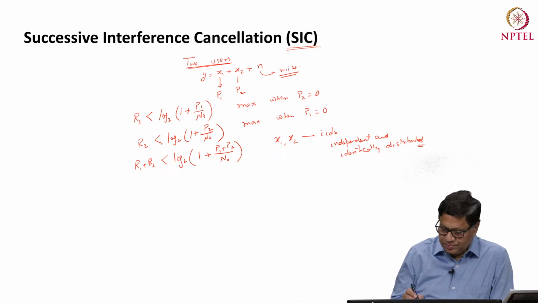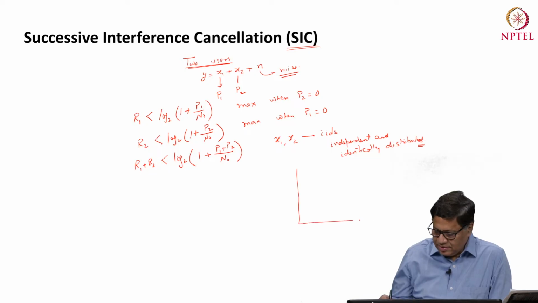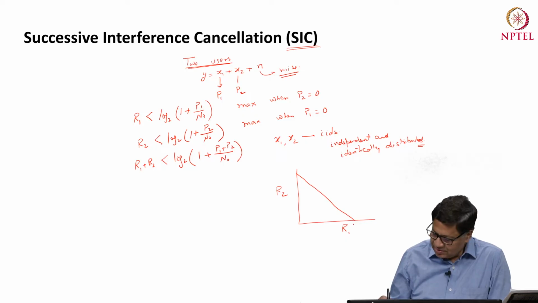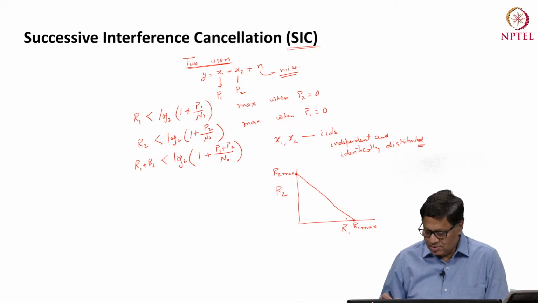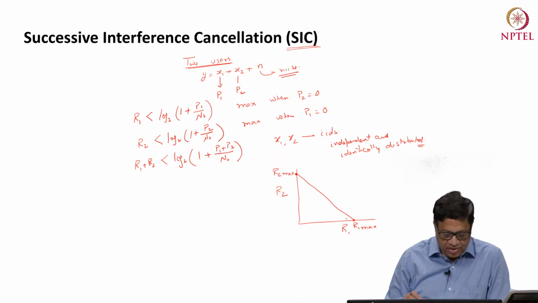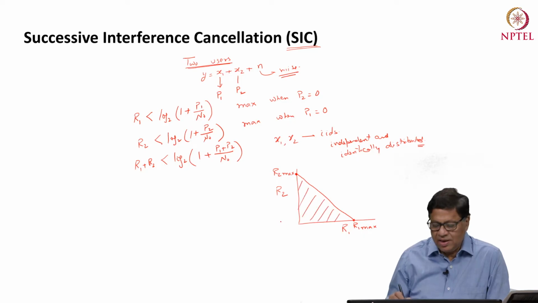So now if I plot these rates, R1 and R2, it will follow this kind of curve, and here you have R1 max when P2 is equal to 0, and this is R2 max. So this is for a normal scheme. Now you can get some rate as per the area defined under this curve. So my next question is whether it is possible to get a higher sum rate?